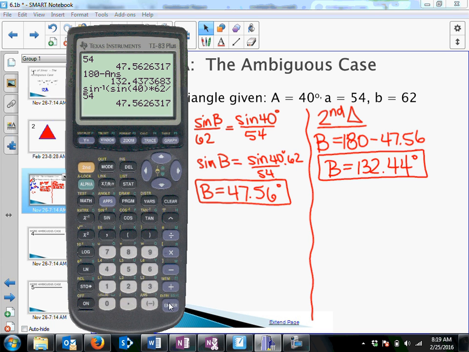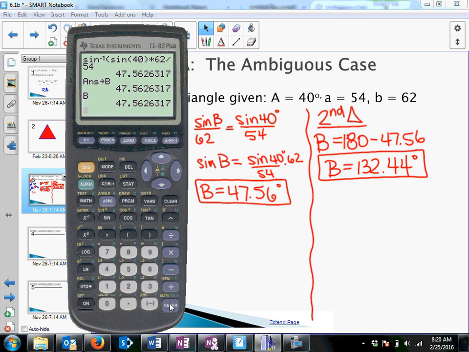Angle B? So do you see this STO arrow? This is your store button. If you hit store and then alpha B, then anytime you hit alpha B, it's going to be that answer. If you hit store and then alpha B, so it's angle B.